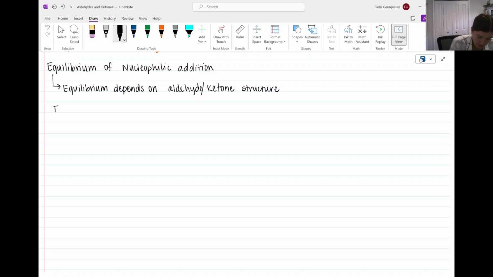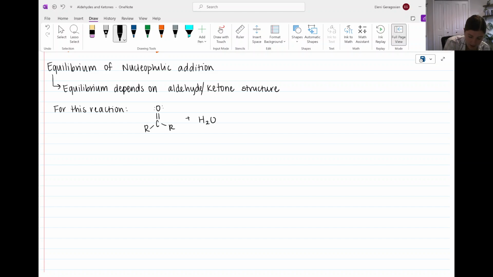So for that specific reaction that was covered in the previous video, we'll look at the equilibrium constants, the KEQ value, for the reaction where we're adding water, forming a gem diol, to a few different aldehydes and ketones. So generally the reaction is we have two R groups bonded to the carbonyl carbon. If the R groups are both carbons, we have a ketone. If at least one of them is a hydrogen, it's an aldehyde.